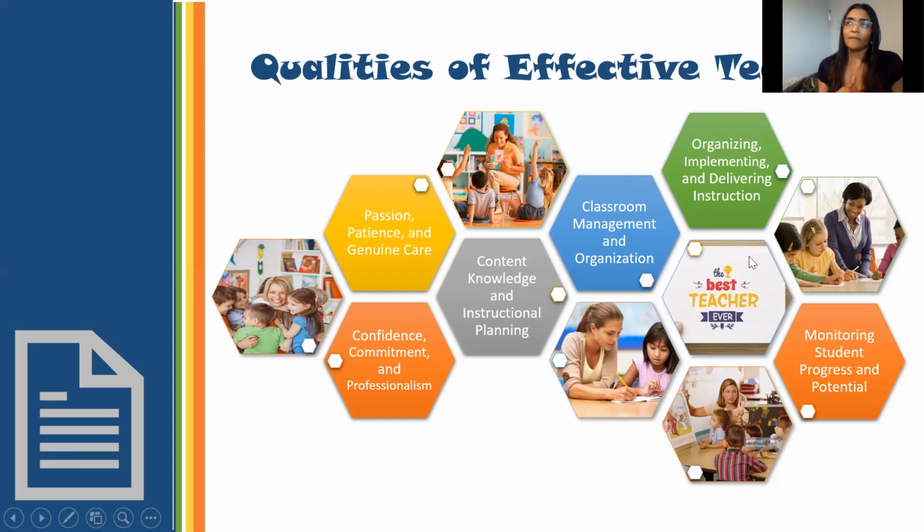And they don't stop there. Those effective teachers monitor student progress. And not only that, they actually look for the student's potential. When they are teaching, they know which strategies work for them. They know what is the best way to teach their students, and they know what they can get from their students. So this is all related and goes hand in hand when we're talking about the specific characteristics or qualities of effective teachers.